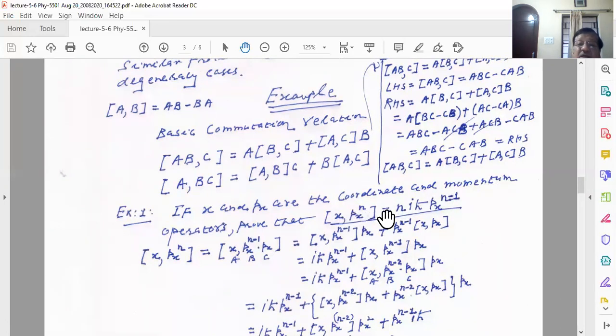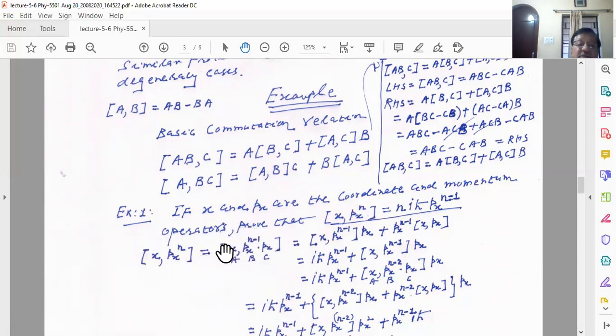Now let us derive this commutator relation. This is also a basic commutation relation. Now you can see this relation. I'm taking the left hand side. So this is my left hand side, x with px to the power of n, and I split px to the power of n as a product of px raised to n minus 1 into px. This product will give you px raised to n.